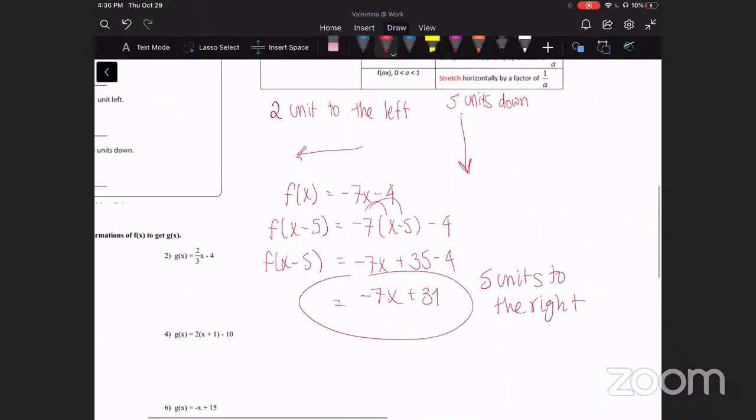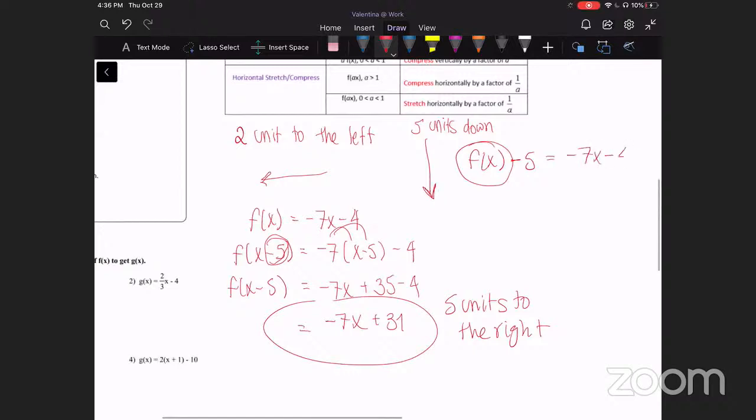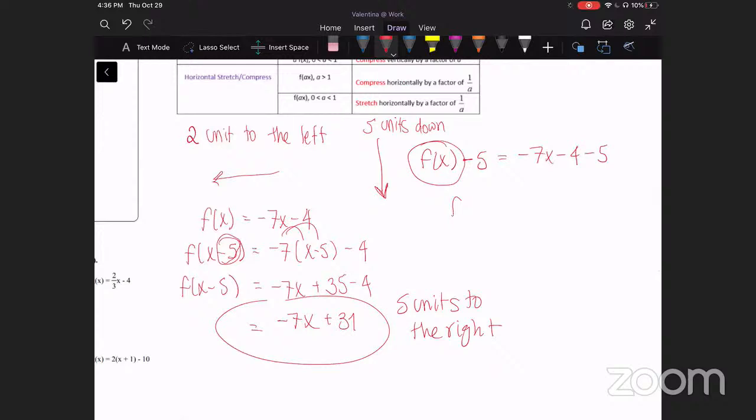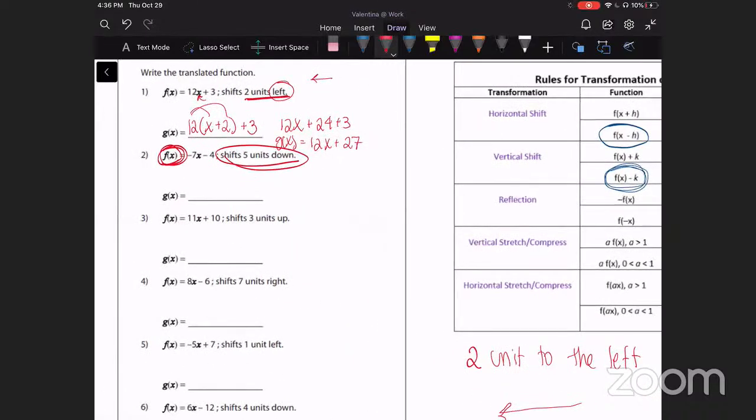So instead of adding or subtracting in here, what we're going to do is say f of x minus 5. So we're going to subtract from the whole function. So it would look like negative 7x minus 4 minus 5. So f of x minus 5 equals negative 7x minus 9. And so that would be the correct answer for the question being asked here. For this question, it would be negative 7x minus 9, since we're moving 5 units down.